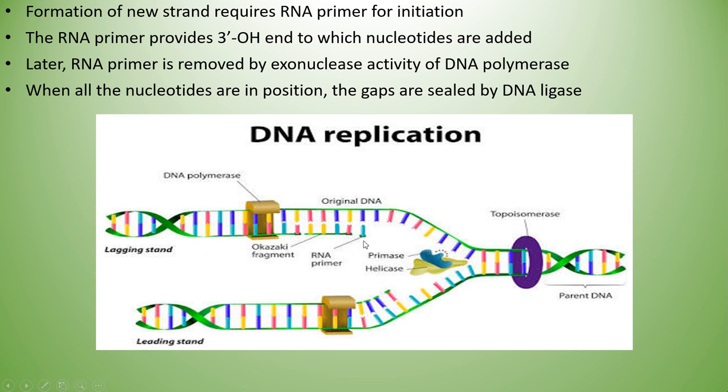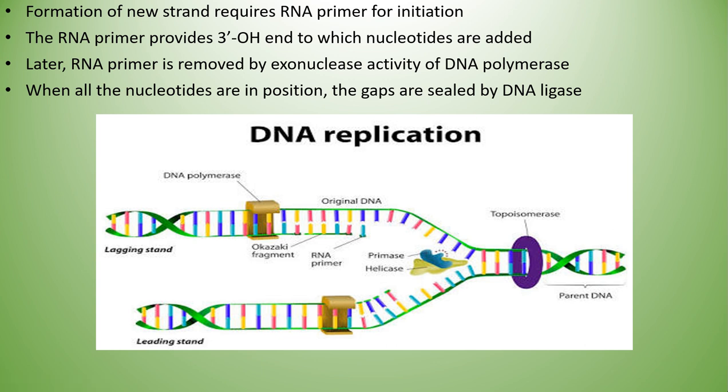Helicase. With the help of primase, the RNA primer is also added, and the replication starts. Okazaki fragments are sealed by which one? DNA ligase. And this is a continuous strand, so it's called the leading strand. And here Okazaki fragments are there, that's why it's called the lagging strand. Is it clear? So DNA replication is nothing but this, and the gaps are sealed by DNA ligase. I said DNA replication is by means of semi-conservative DNA replication.